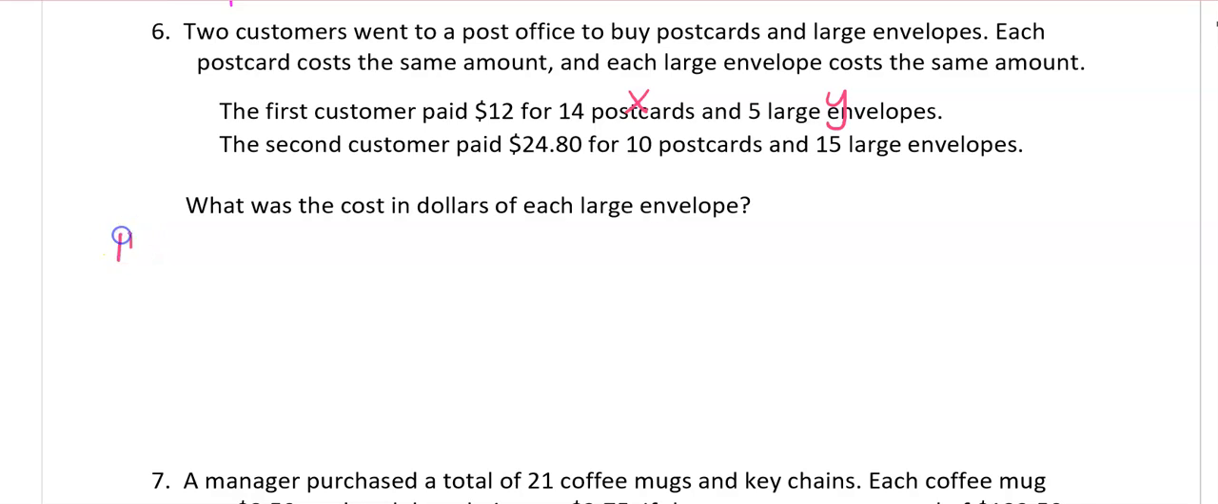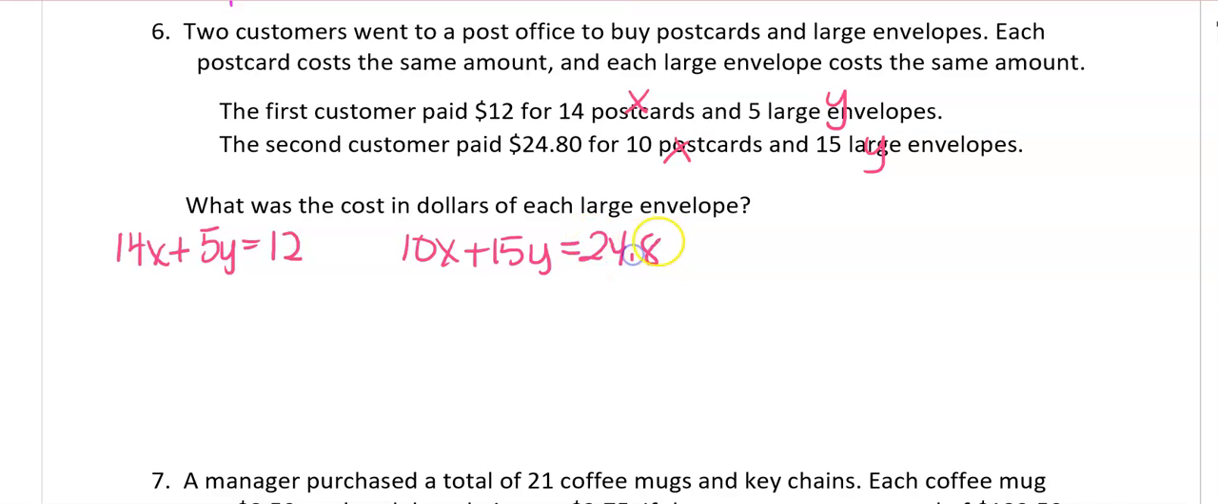14X plus 5Y equals a total of $12. Then my second equation is 10X plus 15Y. So 10X plus 15Y equals 24.80. Okay? So now let's put these into Y equals. These are big, ugly problems, guys. So if I want that 5Y by itself, I'm not going to get as detailed here because we're getting towards the end.